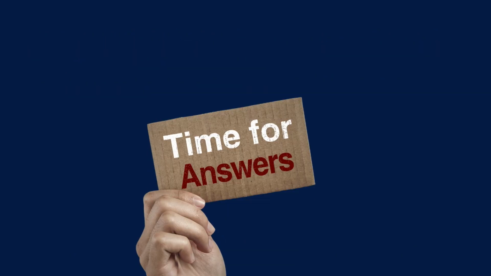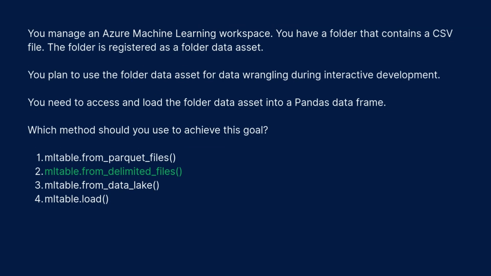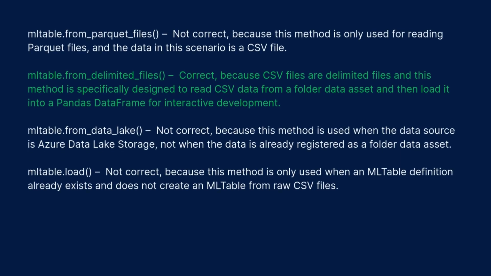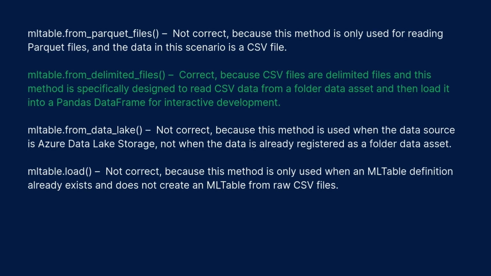Alright, so the correct option here is mltable.from_delimited_files. This is correct because CSV files are delimited files, and this method is specially designed to read CSV data from data assets and then load it into a pandas data frame for an interactive deployment. If you have selected any other option, you can just pause the video and read the explanation why this is not correct. All right, let's move on to the next question.